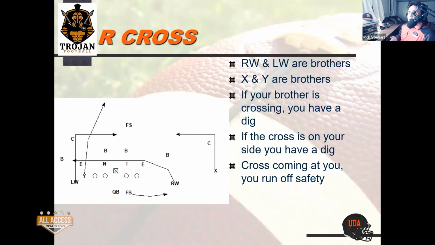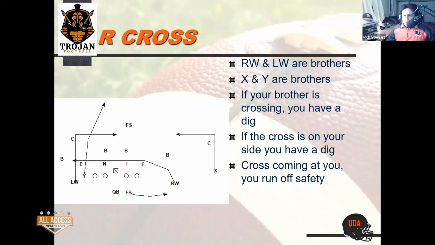You have your brother. The wings, they're brothers. The X and Y are brothers, the Y being our tight end, the X being our split end. If your brother's crossing, you have a dig, a 10-yard dig, working back in towards the center of the formation. If the cross is on your side, it'll make sense when we get into L cross and Y cross. We don't really have an X cross because he's all the way out there. We're not going to have him cross. But these guys that are tighter to the formation, we'll have them cross.